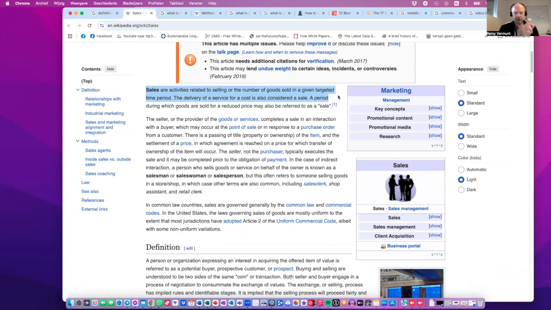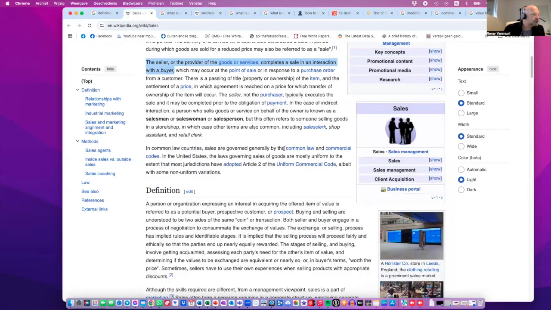So we have the transaction and we have a set of activities. That's still correct. A period during which goods are sold for a reduced price is also considered a sale. We already saw that one. The seller, provider of the goods or service, completes a sale in an interaction with the buyer. That's correct. There's an interaction. So before the transaction, there's normally an interaction, which may occur at the point of sale, not necessarily because we do a lot of selling online.